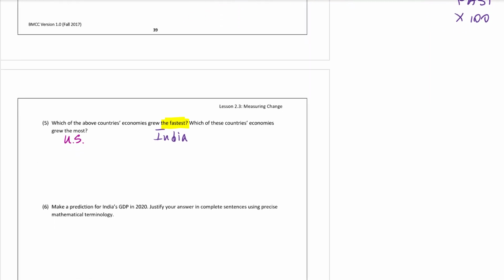And then the last question is asking you to make a prediction for 2020 and justify your answer in a complete sentence using precise mathematical terminology. So if you want to predict, what would you do? Let me give you a moment. Are you going to use a percent, or are you going to use the dollar amount? The percent is more logical to use because that's telling us about a relative growth to what it is now and how much it's going to change in the future.